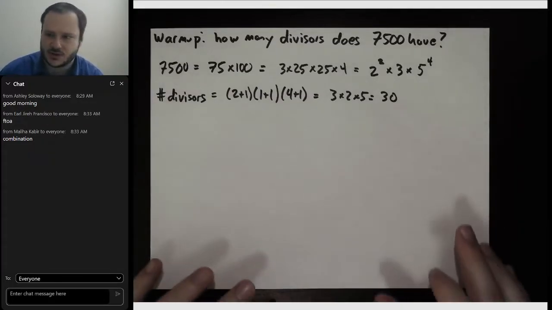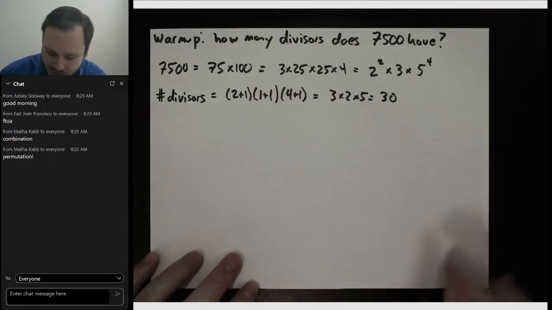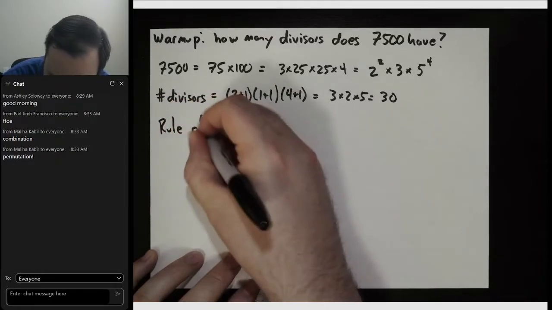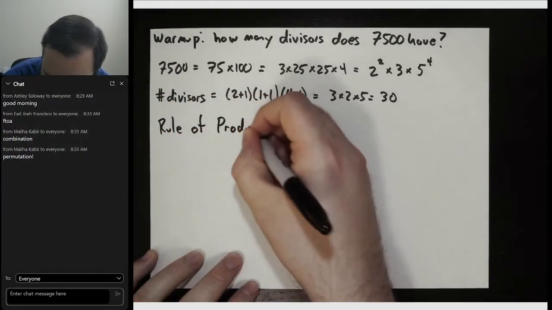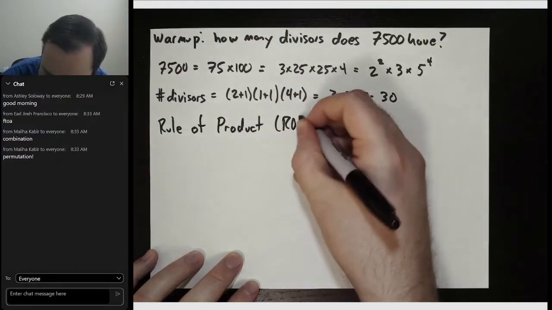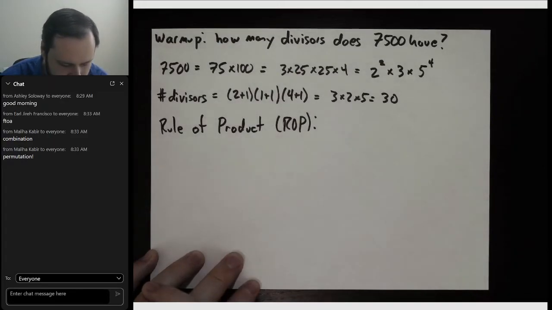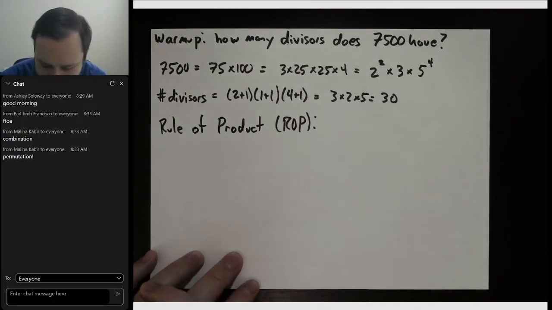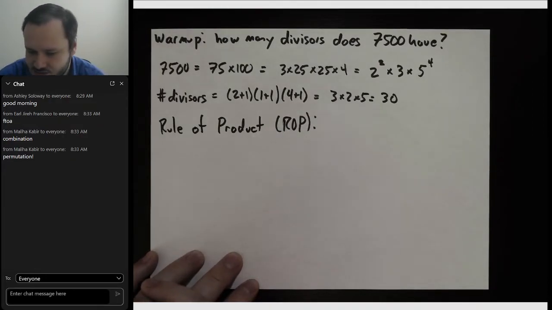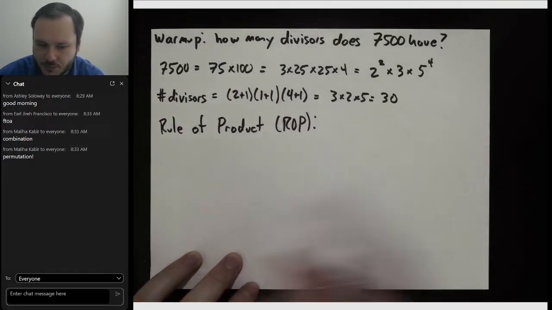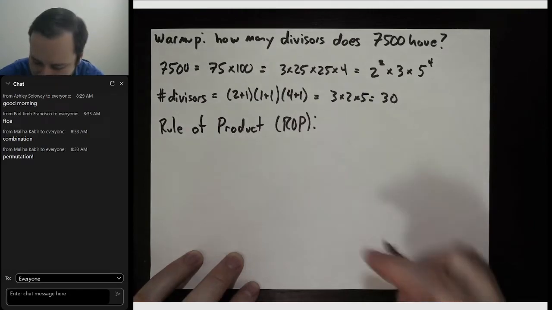The actual idea I want to get at is that what we're using here is something called the rule of product. So ROP in the notes. The rule of product says, if you want to know how many ways there are to do something, if you can break that thing up into a sequence of choices, and you know how many options there are per choice, then you can multiply those numbers together, and that gives you the total number of options.